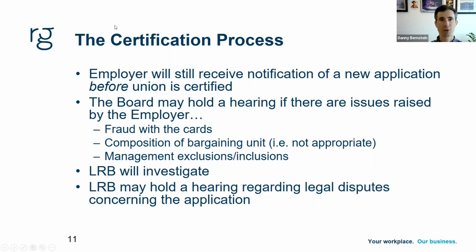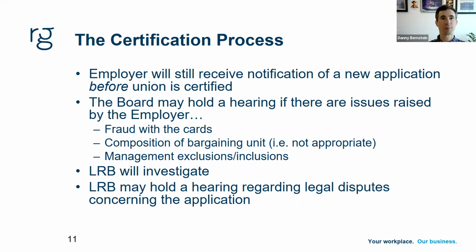So something that we've heard some concerns about is, I'm an employer, a union is organizing my workplace, they have 55% or more. Am I just going to hear from the board that I'm unionized without being able to have any say in it? Luckily, that isn't the case. As an employer, even if a union says to the board, we have 55% of cards or more, you, the employer, will still get a notification of a new application before the union gets certified. And this is because the board gives the employer the ability to have some input.